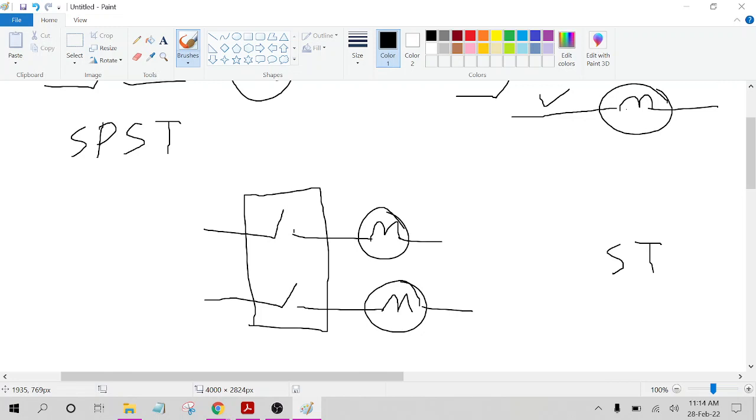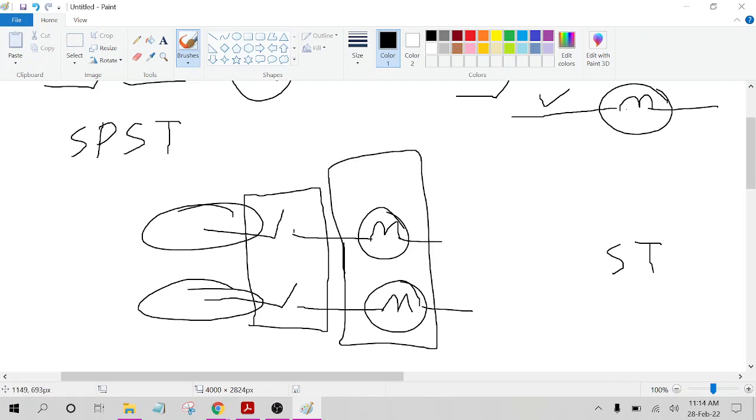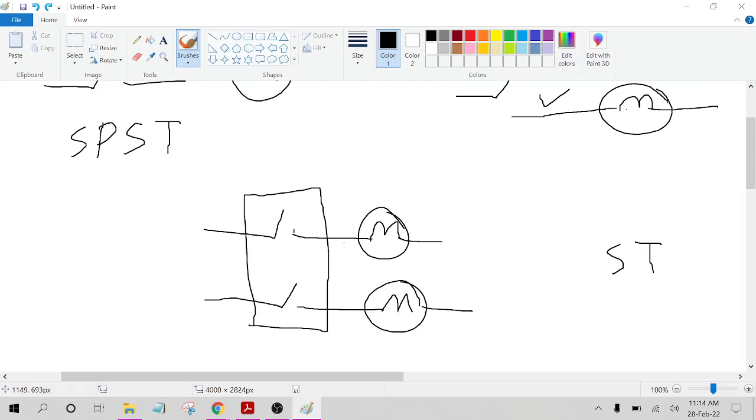But what about the pole here? This is one input line and this is another line. We are controlling two lines here using one single switch. So this is called double pole.